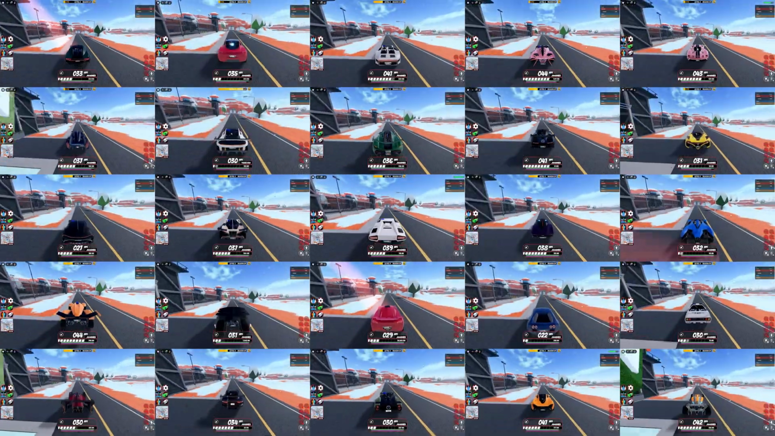Next, we go to the Jailbreak map for 6 more tests. First, a drive from the prison through the town. The Roadster finishes first with a time under 9 seconds. The Manta was just a few hundredths of a second off, also finishing in under 9 seconds.